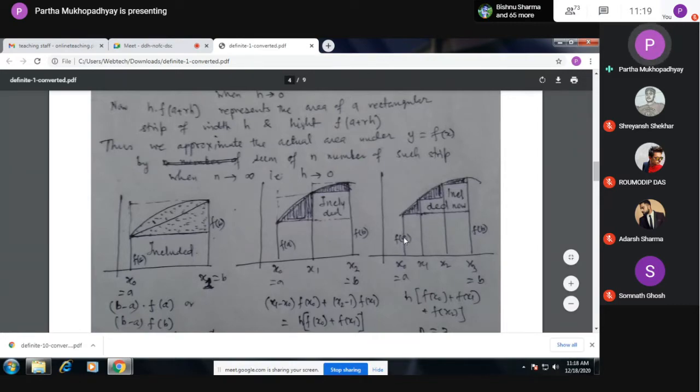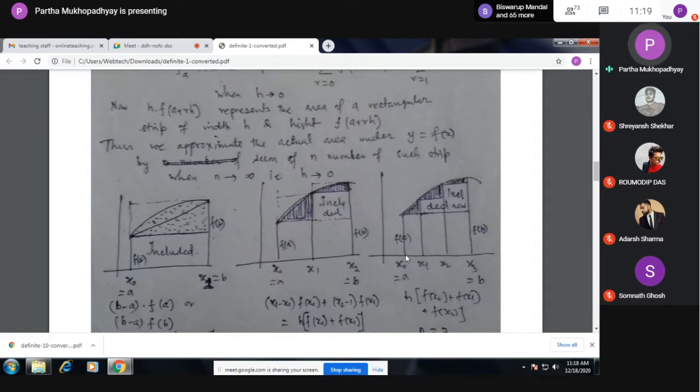Are you getting f, h into f(a)? I'm always taking the left hand side convention, okay? I can take the right hand side convention, no problem. So right hand side, h into f(a). Second left hand side rectangle will be h into f(a plus h). What is this point? f of a plus h. So h into f of a plus h. Second is h into f of a plus twice h.